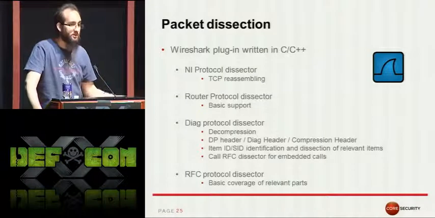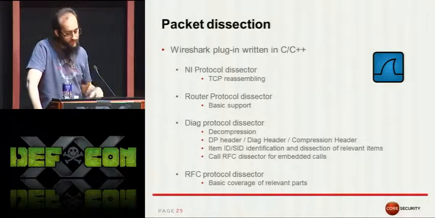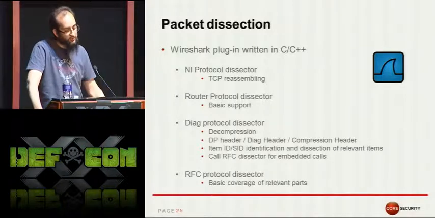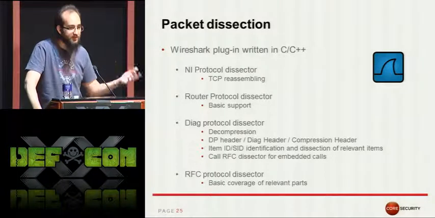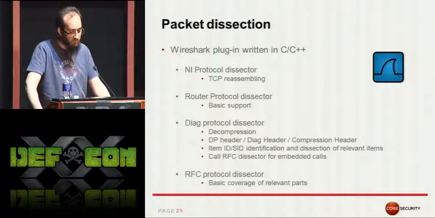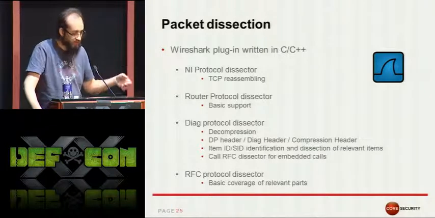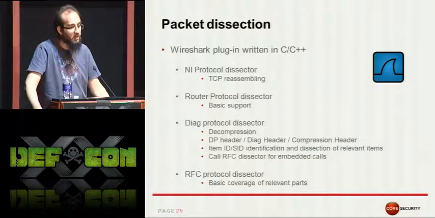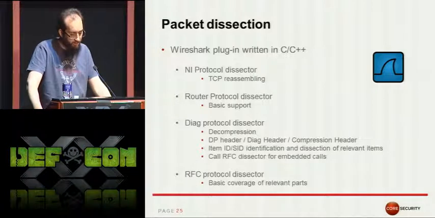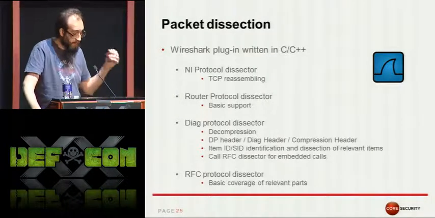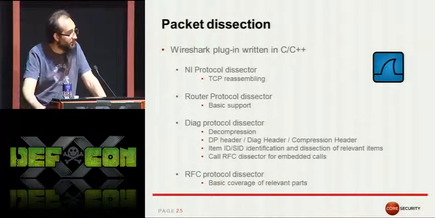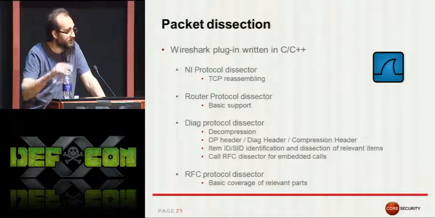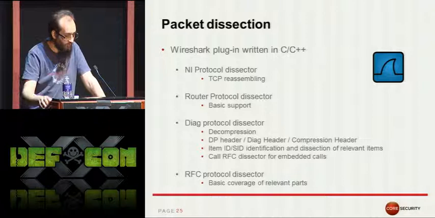It's a plugin written in C and C++, and it has four main dissectors. The first one is for the network interface protocol, and it does all the DCP reassembling, basically not much. I also include an additional dissector for the router protocol with some basic support. And then there's the DIAG protocol dissector, the most important one, which handles all the decompression and identifies the different parts of the DP header, the DIAG header, and the compression header.